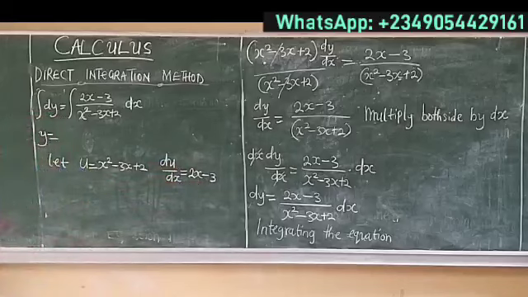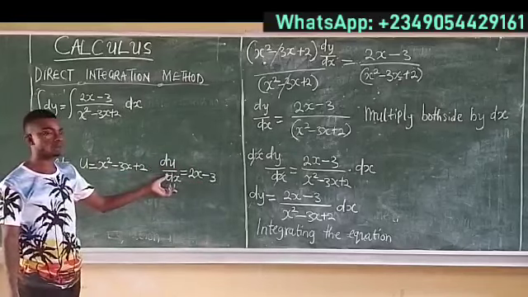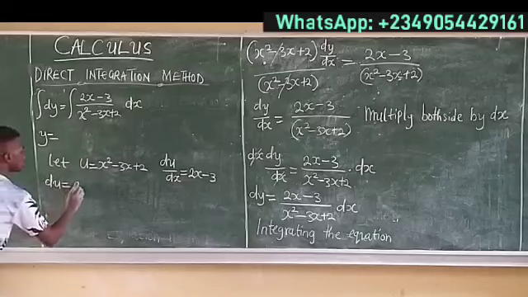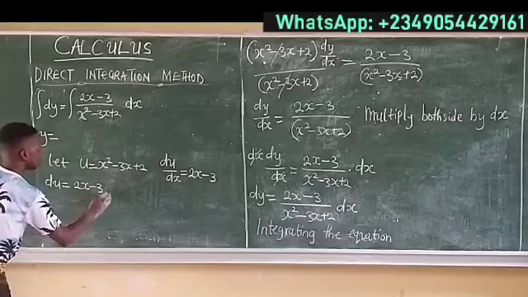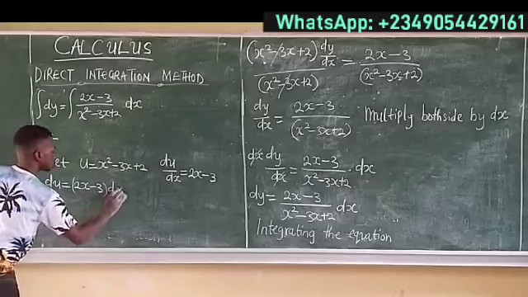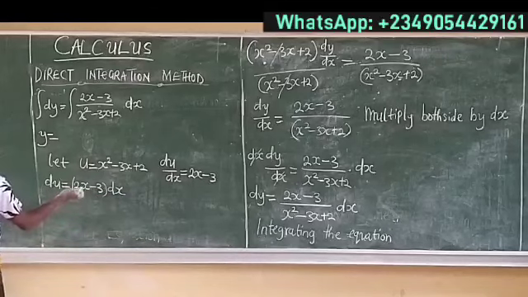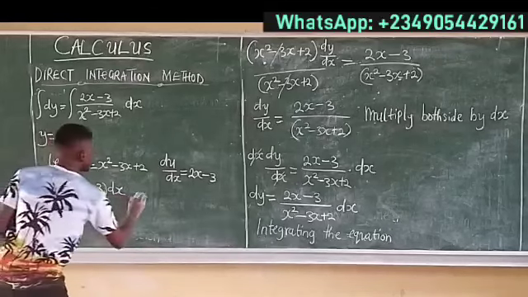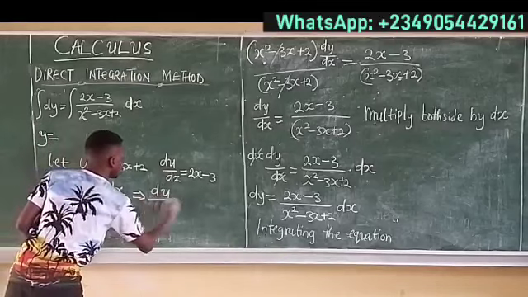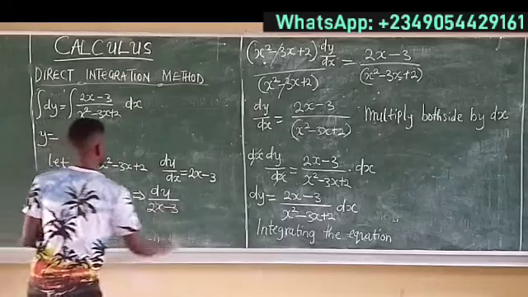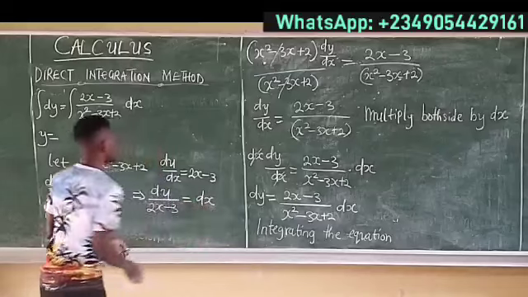Therefore, let's look at how we can make dx the subject of the formula. From this, we get du equal to 2x minus 3 dx. To make dx the subject of the formula, you divide both sides by 2x minus 3. It becomes du all over 2x minus 3 equal to dx. Therefore, this becomes our dx.